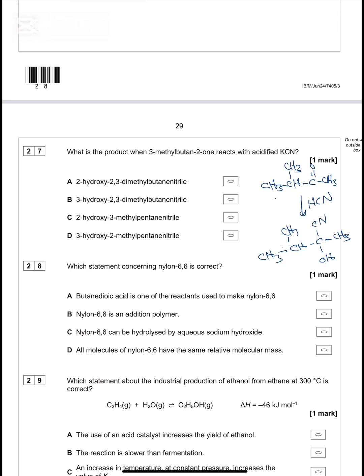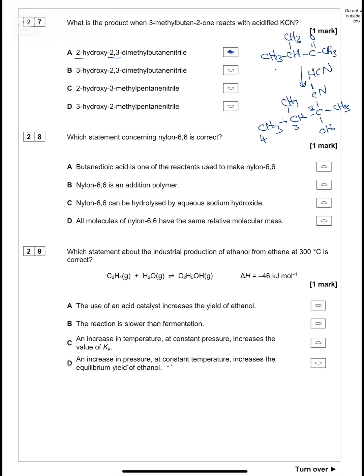Now let's look at how to name this one. Start with the cyano as number 1, then this is 2, 3, and 4. So this is going to be butanonitrile. And then the substituents: we have 2 methyl groups, so 2,3-dimethyl, and we have 2 hydroxy. So it's 2-hydroxy-2,3-dimethylbutanonitrile.